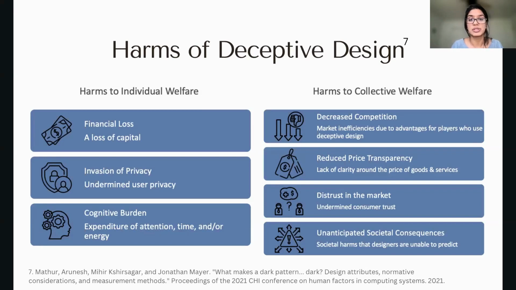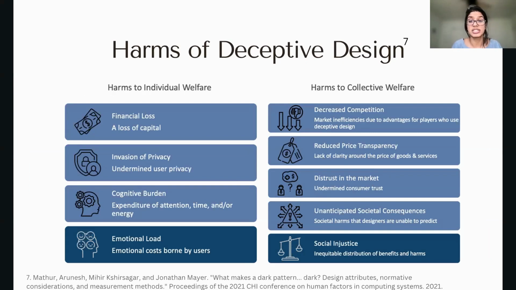Previously, if you remember, researchers developed a taxonomy of the ways that deceptive design can cause individual and collective harm. This included invasion of privacy, reduced price transparency, and distrust in the market. One of our contributions is two additional constructs to this taxonomy: emotional load and social injustice. By adding these two constructs, we hope to draw attention to the ways that deceptive infrastructure can contribute to harm, as well as how designers can begin addressing that harm.